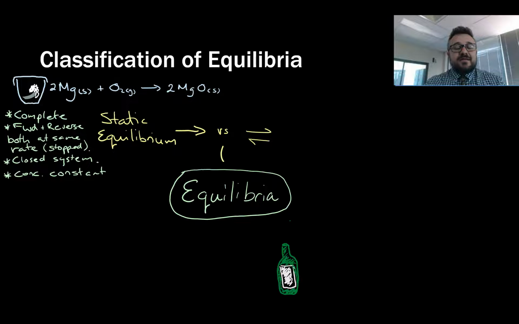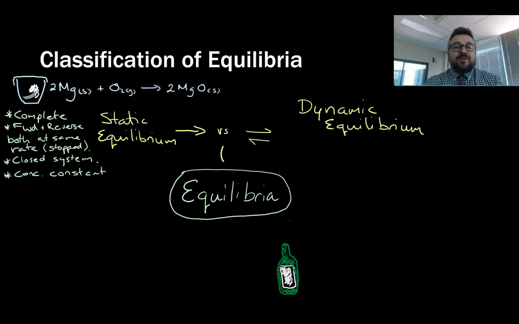So it's a complete forward and reverse both at the same rate. So the forward reaction and the reverse reaction are happening at the exact same rate, and that is, to be honest, they've stopped because it's gone to completion. It's a closed system, and the concentrations are constant. In other words, the concentration of the reactants and the concentrations or amounts of the products are not changing. And that's because the reaction has stopped.